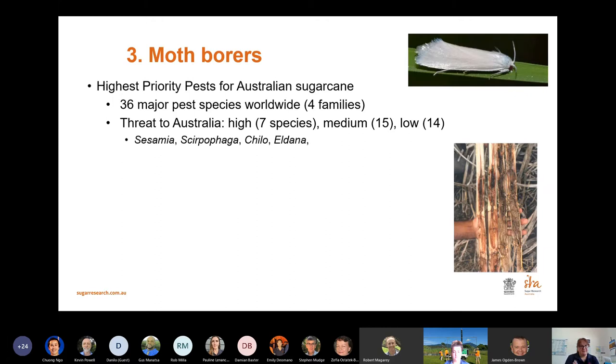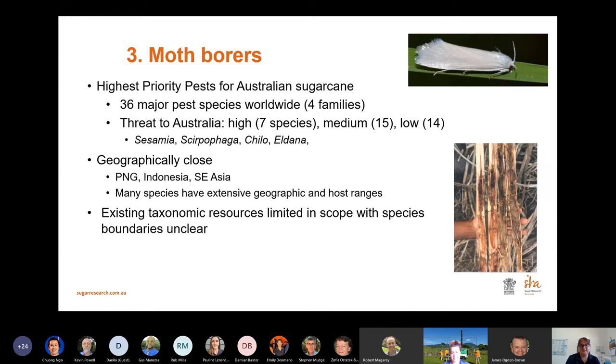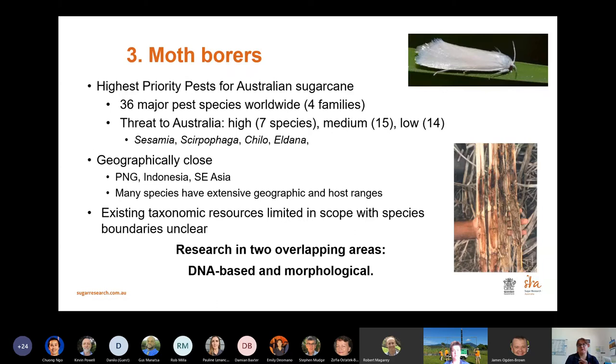These moth borers are high risk, not only because they're devastating, but also because they're geographically very close. And a lot of these species have very extensive geographic distribution. However, the existing taxonomic resources when we started this project were very limited in scope, and where those species were was quite unclear. So we had research in two overlapping areas, DNA-based and morphological, putting those together to give us some really good taxonomy.